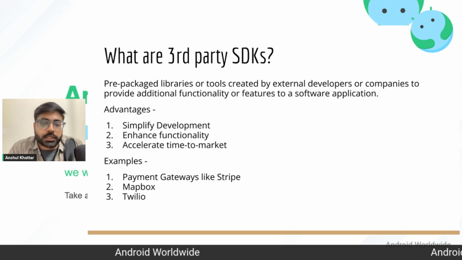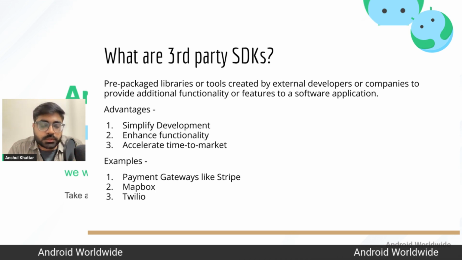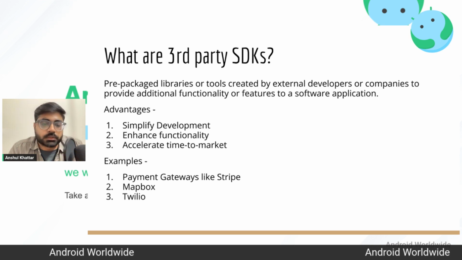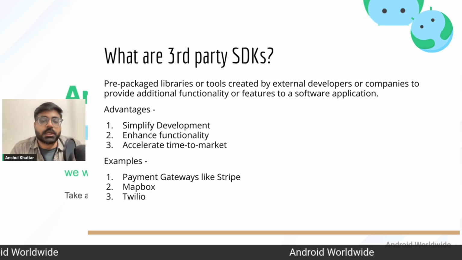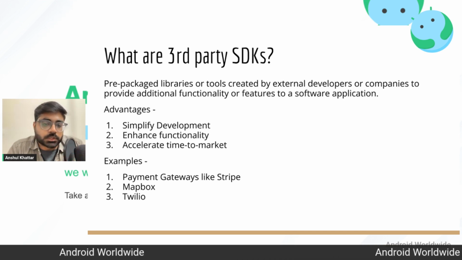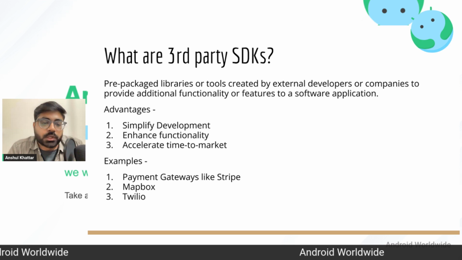If you are integrating some payment gateway in your app, you don't want to build it from scratch. Stripe offers, you can say, the SDK for handling all the payment gateway scenarios, and serves various use cases that the user might have. Apart from that, there is Mapbox. You won't be interested in building your own map service, so you can use Mapbox or Google Maps. Then Twilio for messaging services.